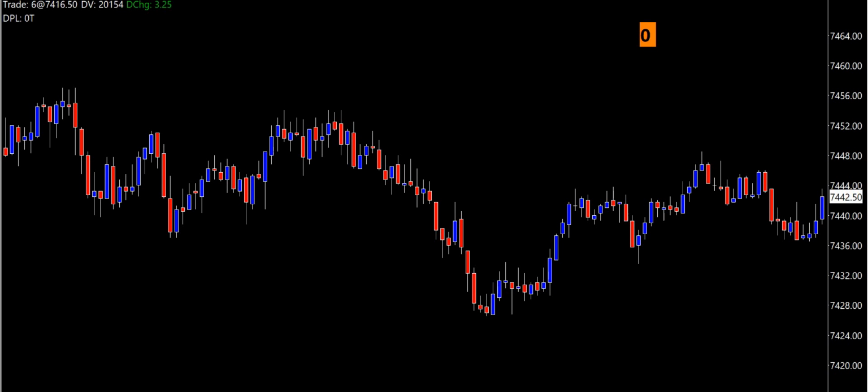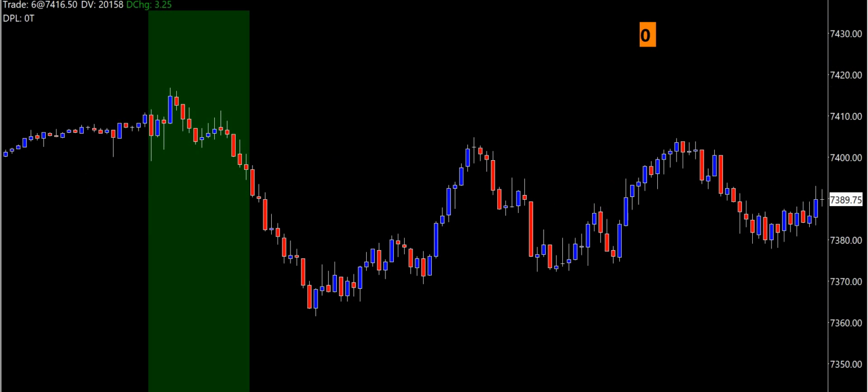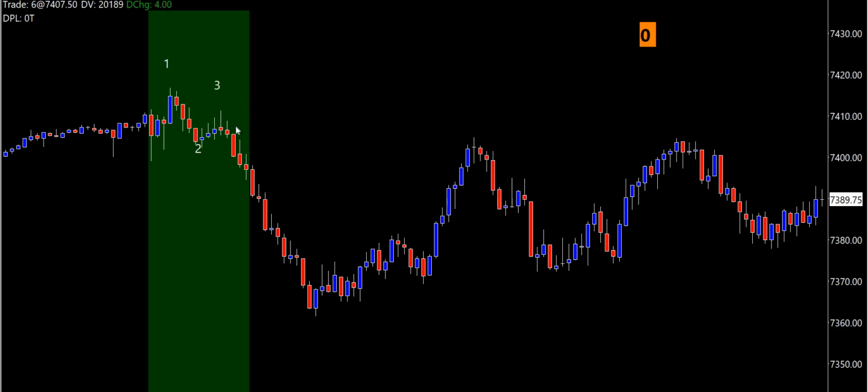Alright, so we'll do one more. Alright, so obviously you can see this right off the bat. You got a higher high, which is 0.1. A higher low, which is 0.2. But not a higher high, which is 0.3. And it just goes straight down.